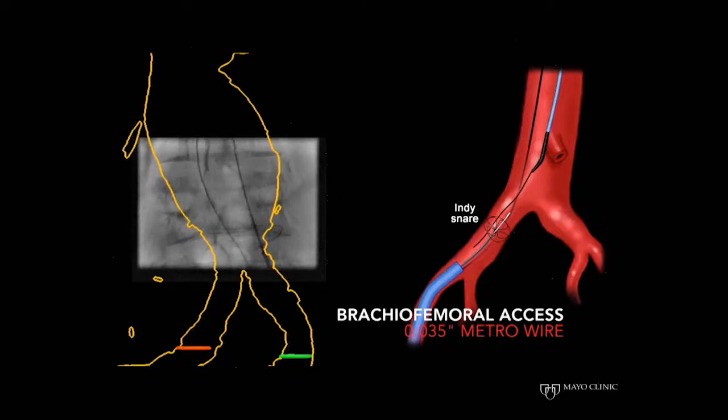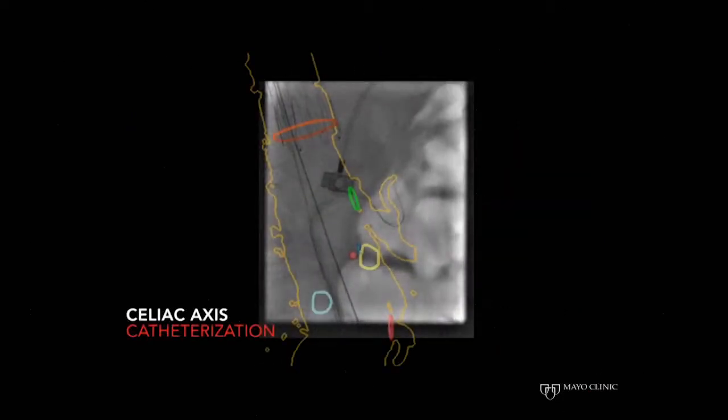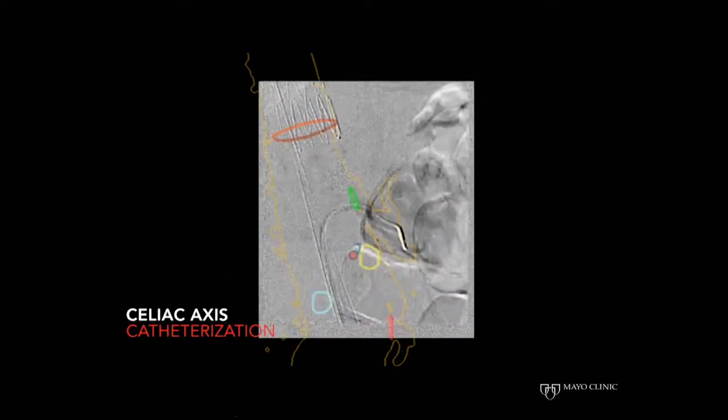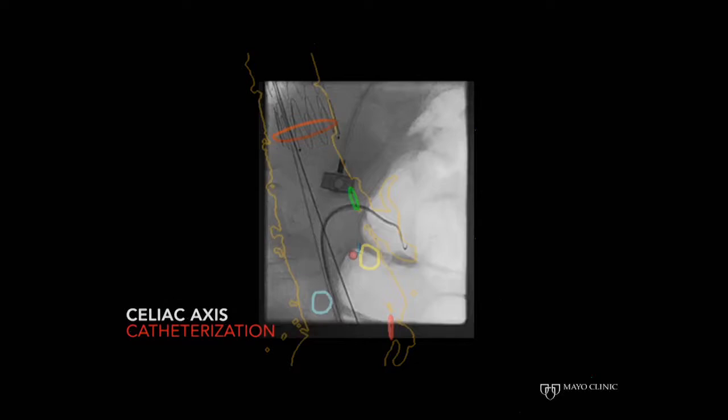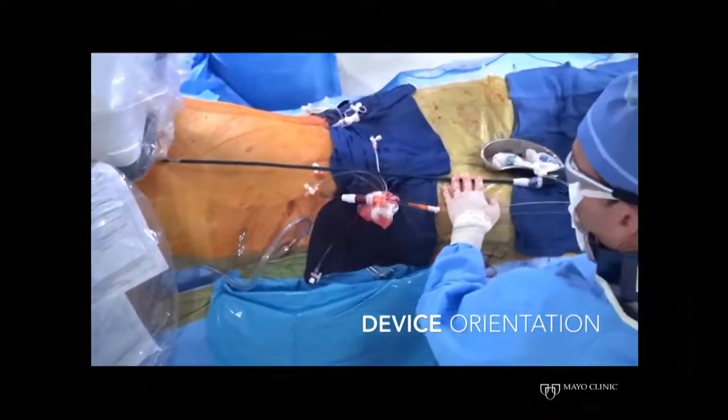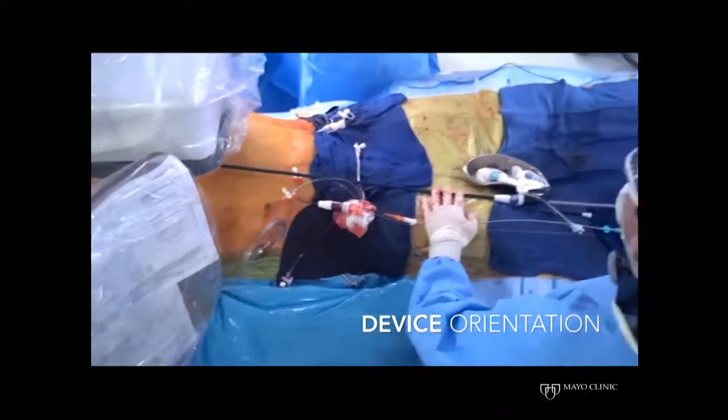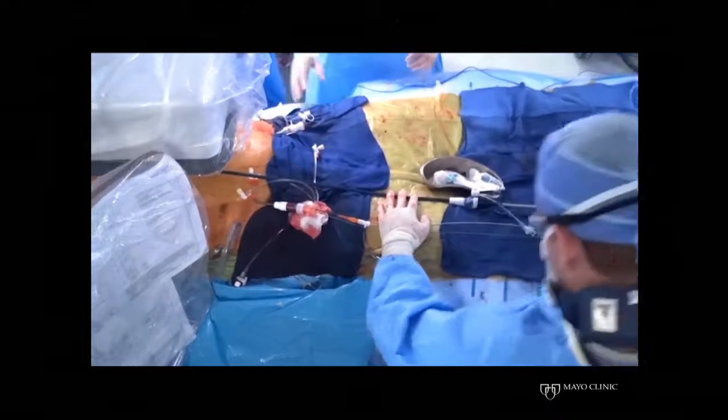We then snare the brachial wire to establish a brachial-femoral axis. My preference is to use the metal wire for that. We tend to match the fusion with angiography. In this case, the catheter immediately went to the celiac axis, so we did the celiac angiography, but usually this is done with the renal artery.